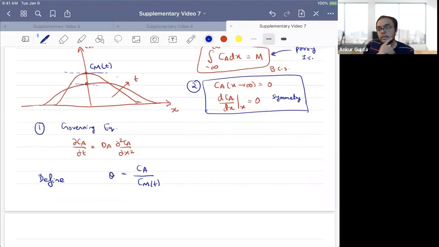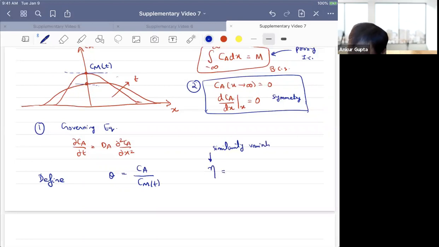Now note that in the class, the problem we did was C by C naught, so the denominator was constant, but here the denominator is a function of t. As you will see, this will make our problem slightly more complicated. The second thing is the eta. How do we define the eta, which is the similarity transform variable, the similarity variable? And theta is the dimensionless concentration.